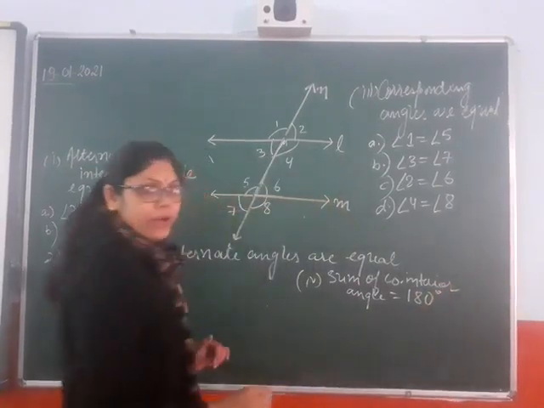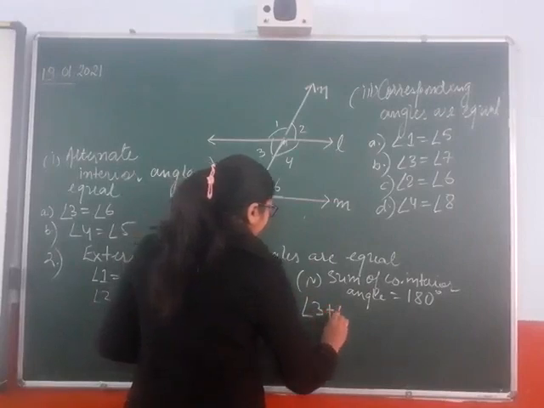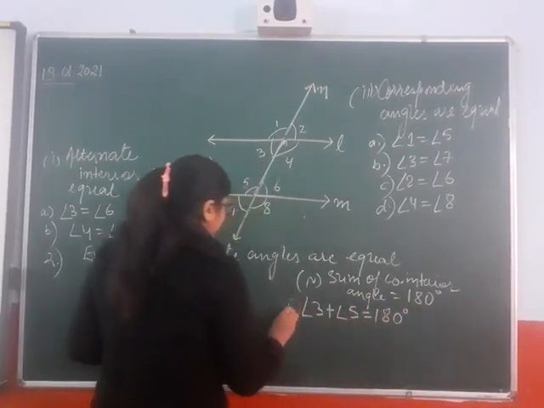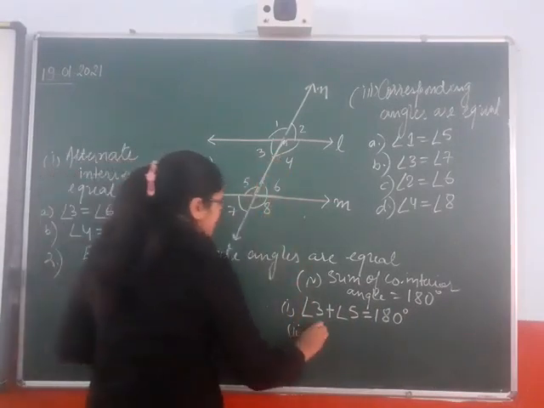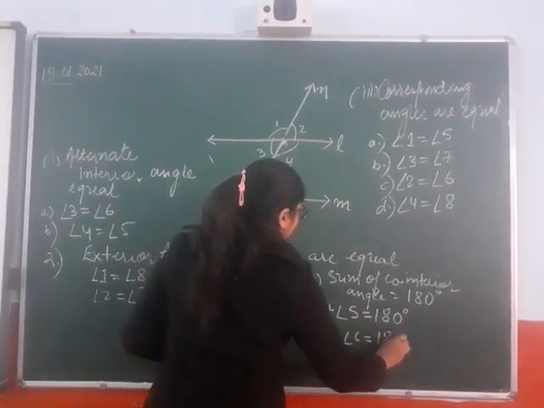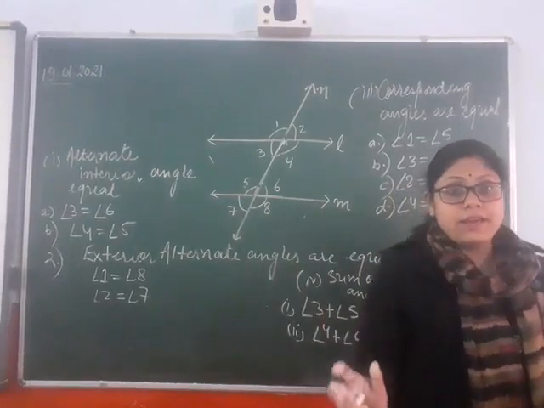So what were the co-interior angles? Angle 3 and angle 5. That means you will write angle 3 plus angle 5 will be equal to 180 degrees. And the second one: angle 4 plus angle 6 is equal to 180 degrees. Okay, this was enough.